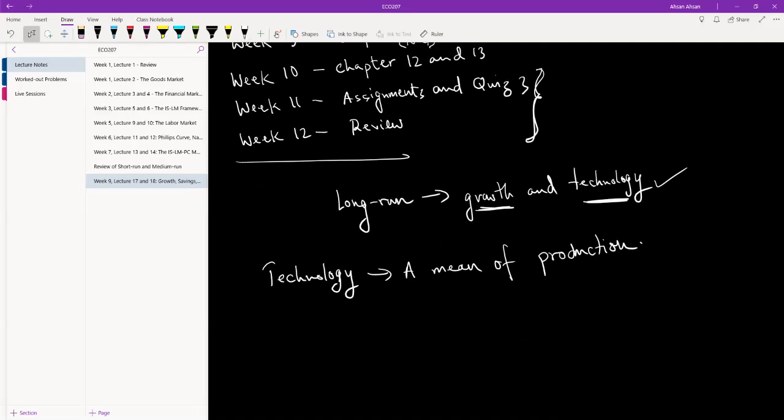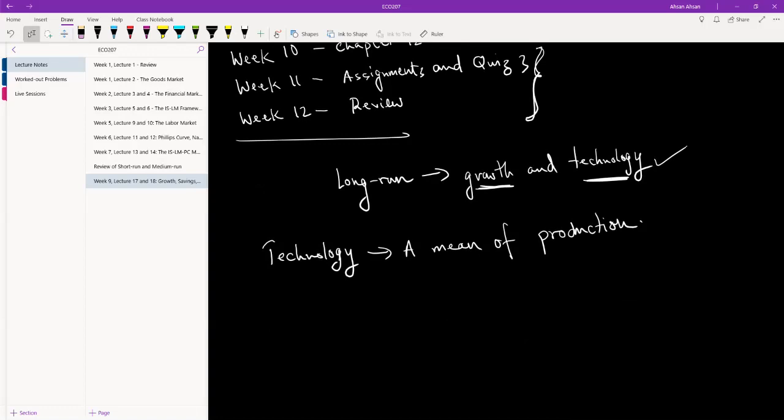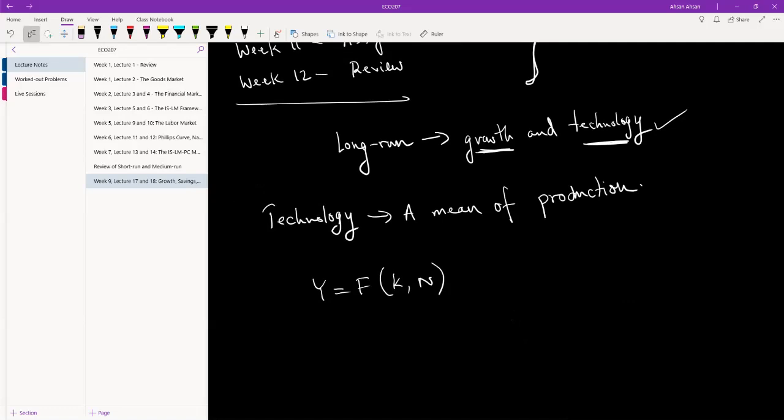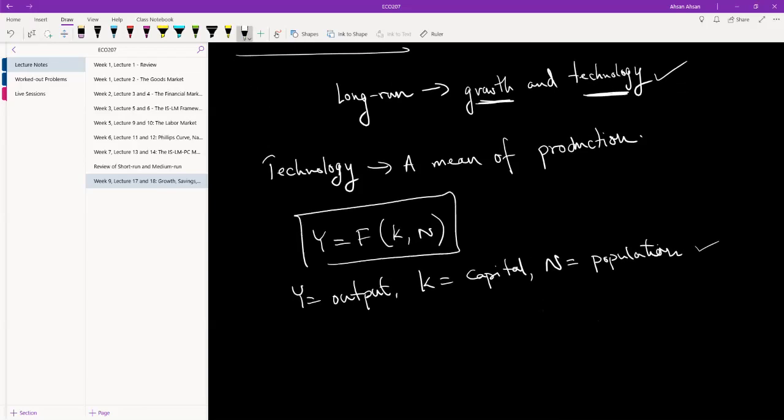So what we are going to do is introduce a production technology which is given by this. Y is a function of capital and population. Y is output, K is capital, and N is population. For simplicity's sake, we're going to assume everyone is working. We're not concerned with unemployment right now. We'll focus on that in a later chapter. In this chapter, we're just going to assume that we have a fixed level of population in the country and everyone works. So, what does this tell us?